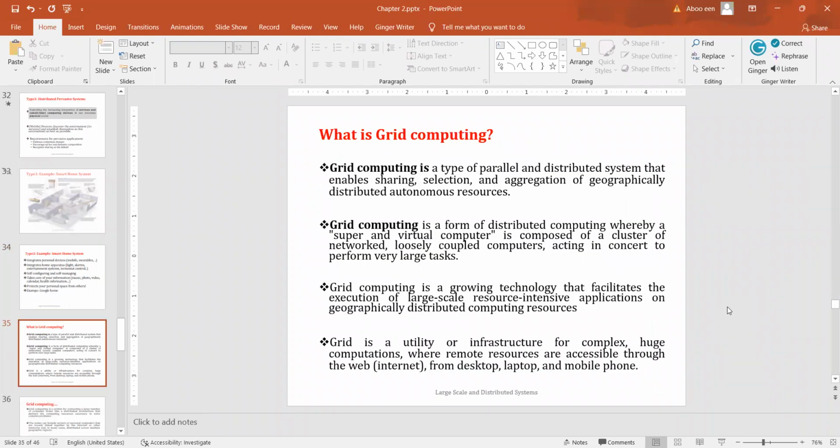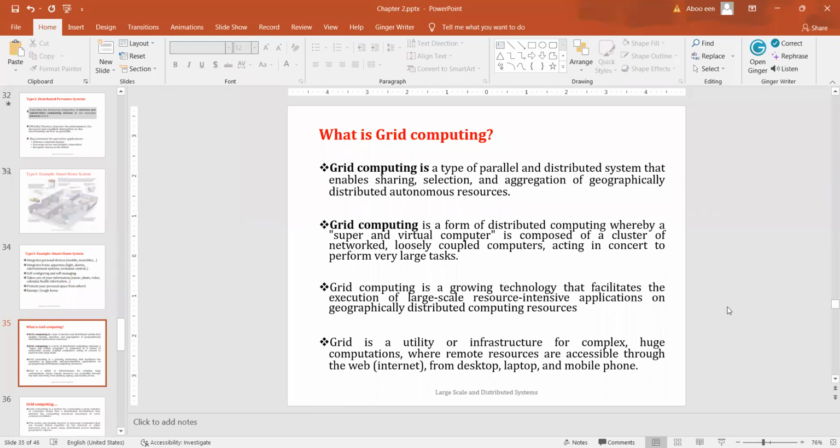Basically, grid computing is a kind of distributed system that facilitates the sharing, selection, and aggregation of geographically distributed autonomous resources. So geographically distributed autonomous resources are aggregated and shared in grid computing.